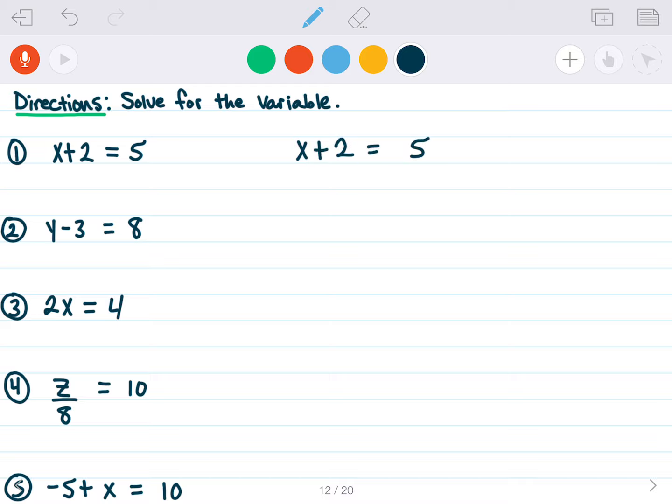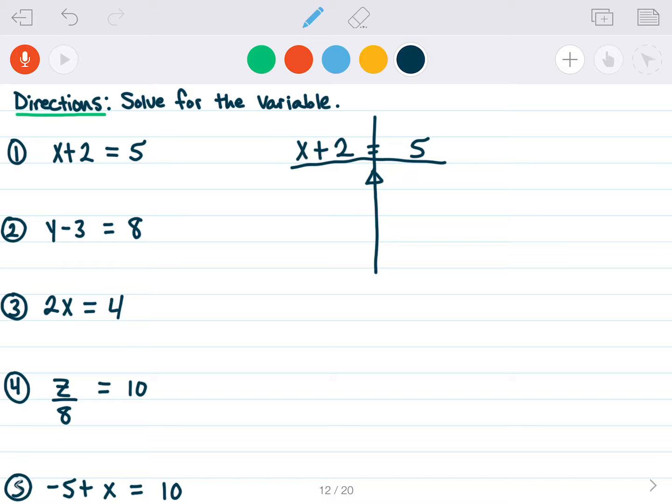Now, what I tell my students every time I teach this is to draw a line through the equal sign so that the left side and the right side are distinct. Again, you can think of this line as being the balance point on your scale. You can think of this as the seesaw. And so whatever I do to the left side, I need to do to the right.